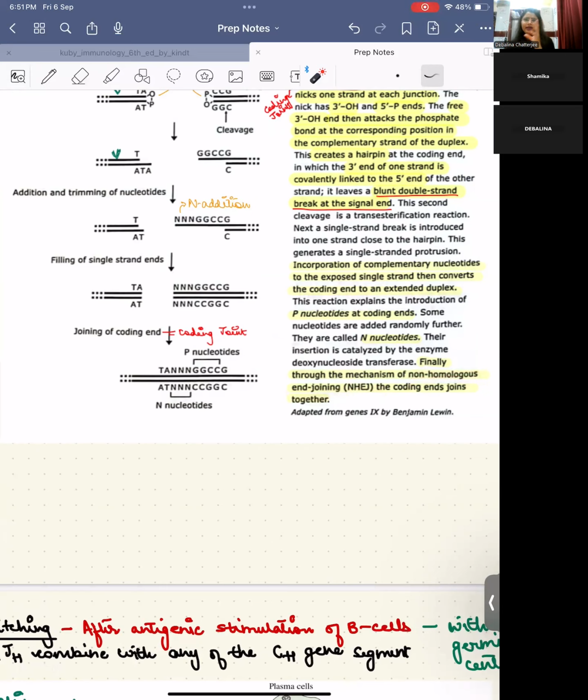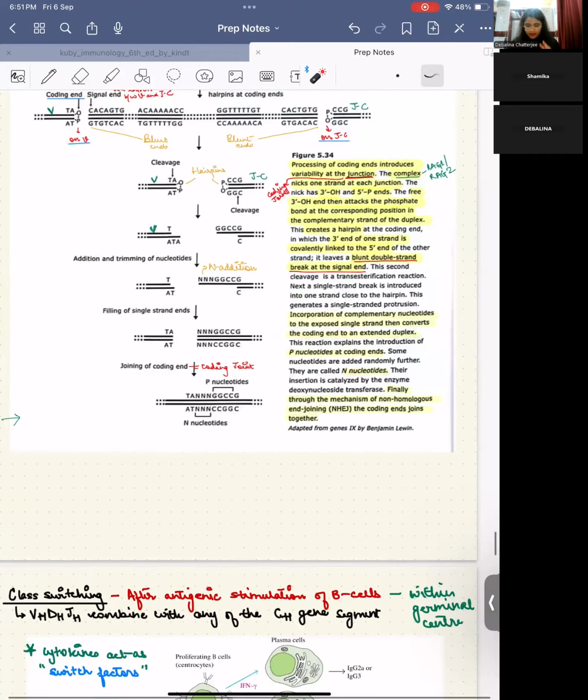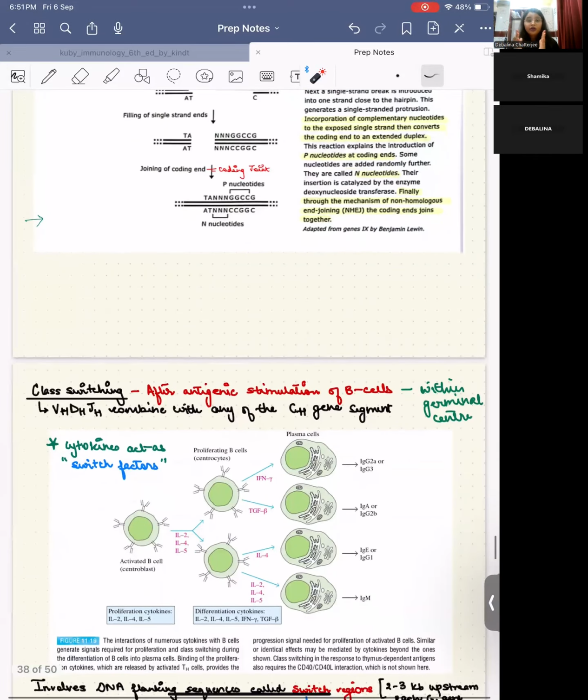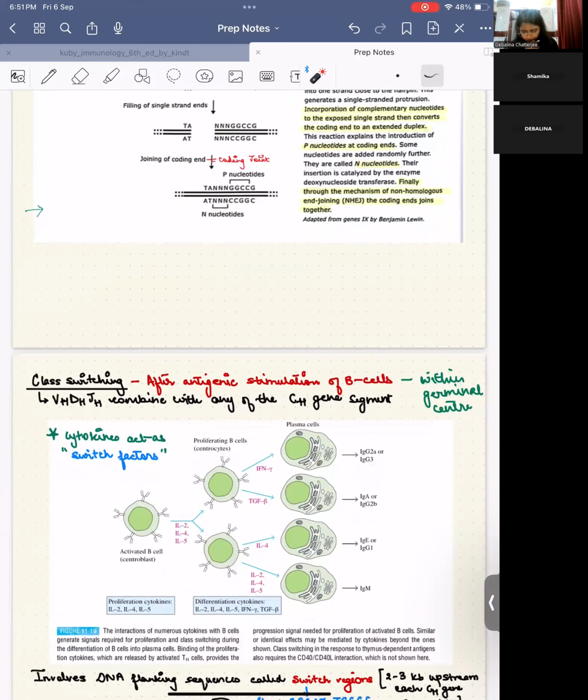So this is again a mechanism which is there in your usual repair machinery, right? So this is what happens. This is the mechanism for joining of the different DNA strands in the process of recombination. I hope so far this is clear. Is there anything that you want to ask? Then you can ask me right now.